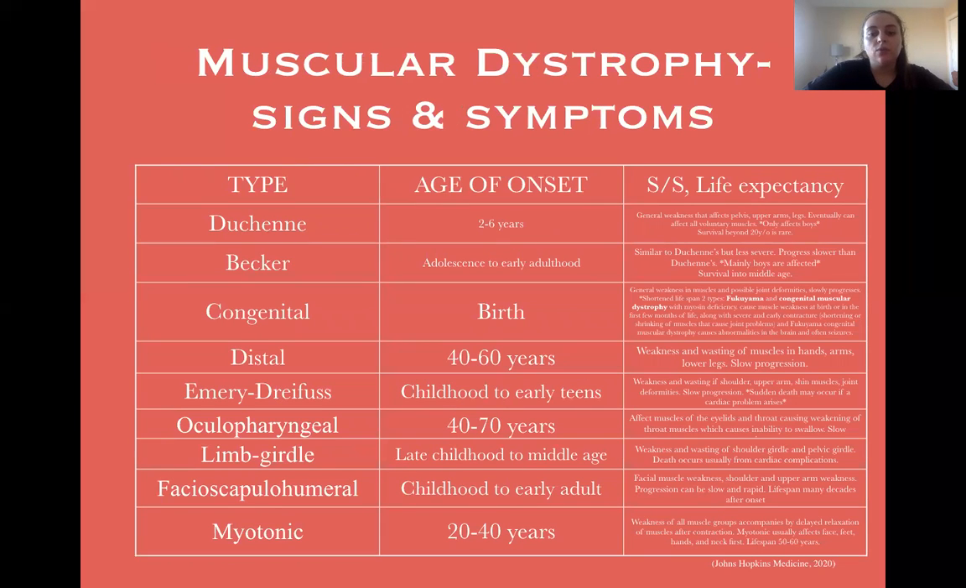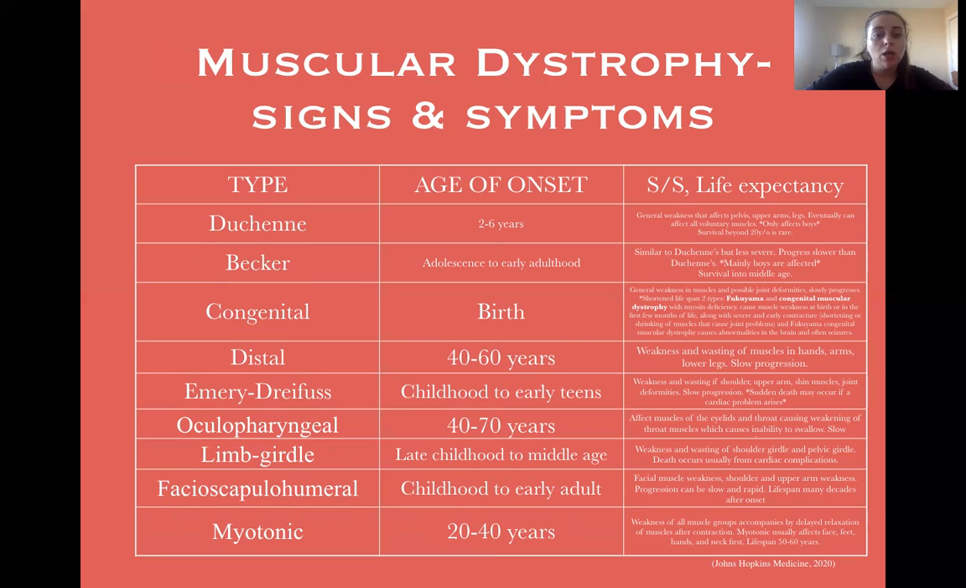And then we have this huge list. I'm not going to go through it all. You guys are welcome to continue going through them. I'm just going to touch on the more popular or most common ones. So looking at Duchenne, age of onset is usually 2 to 6 years old. They're experiencing general weakness that affects the pelvis, upper arms, eventually all voluntary muscles. Again, like I said, it only affects boys, and the survival age is usually about 20 years old. A lot of these patients will be found in wheelchairs.